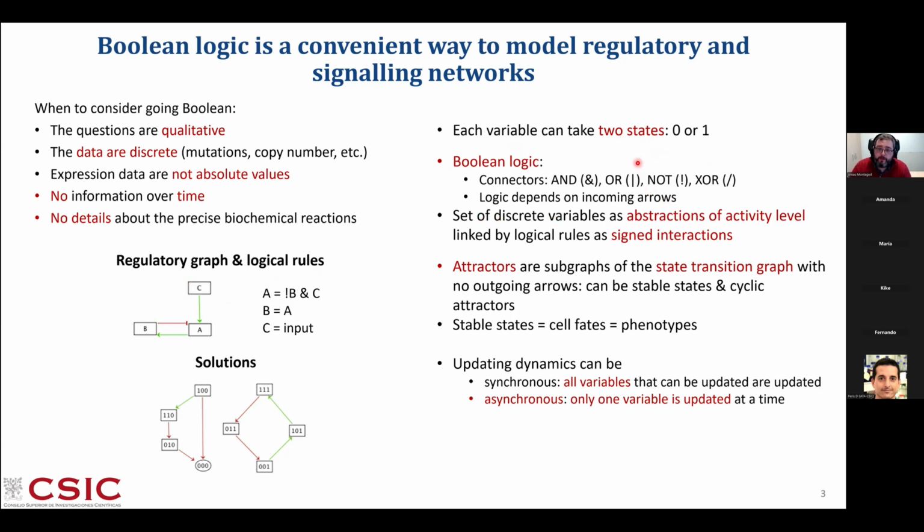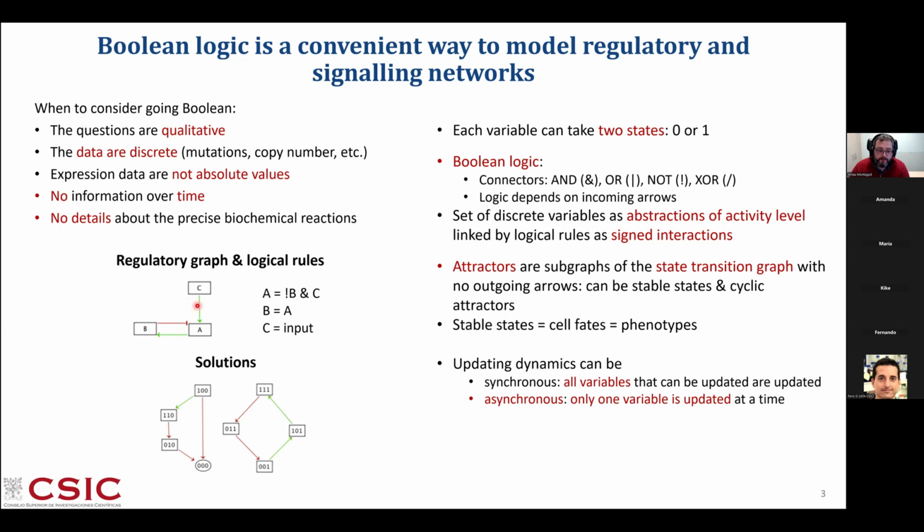Of course, we know that things in biology are not Boolean, and there is no such thing as inactivity or activity. Everything is dynamic and extremely elastic. But still, this is an abstraction of the activity levels of these proteins, of these genes, of these transcription factors, whatever. And those are linked by these signed interactions. When we talk about simulation of Boolean models, the way we simulate this is to find the attractors of the system, which means: if you evolve this model, where does it end in its dynamics? These attractors are usually of two kinds, stable states or cyclic attractors.